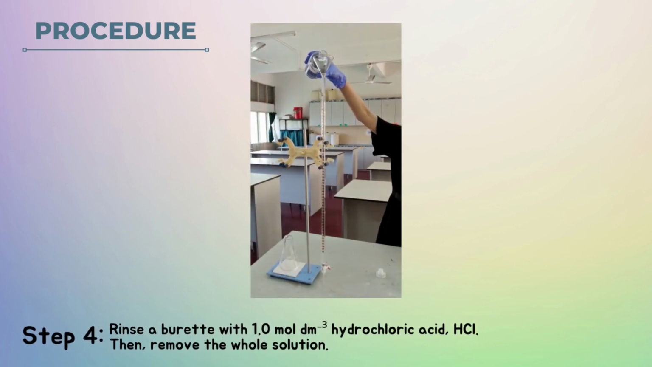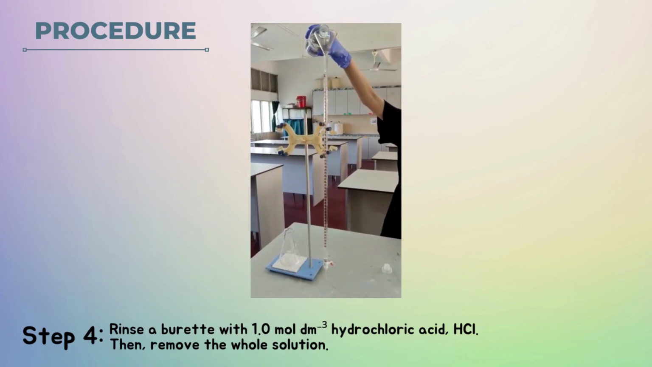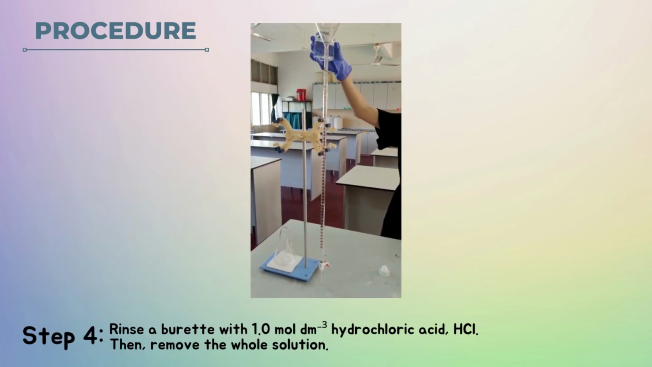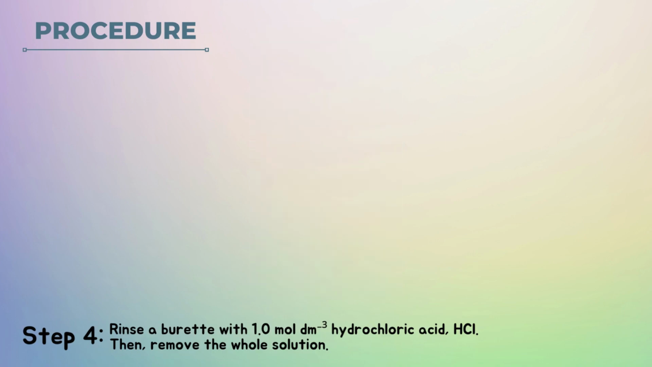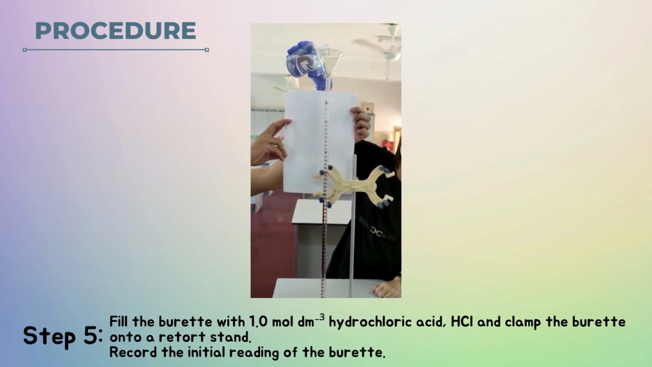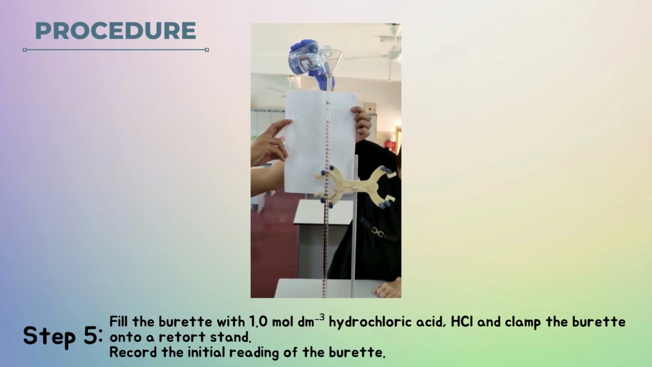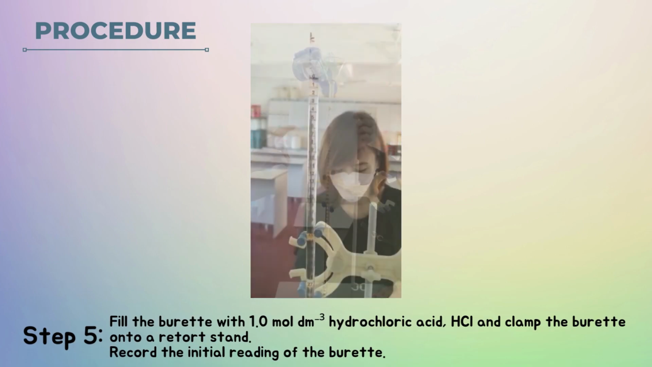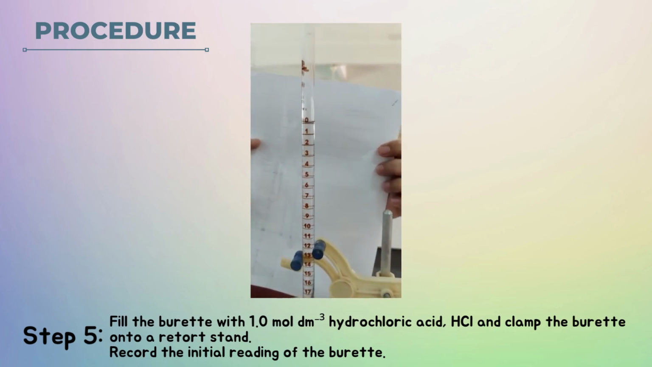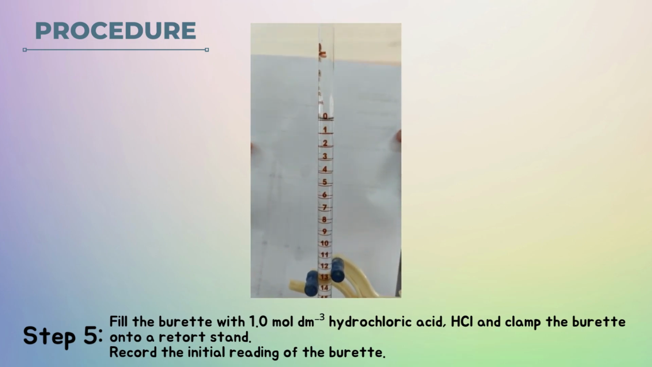Step 4. Rinse a burette with 1 mol/dm³ hydrochloric acid, HCl. Then, remove the whole solution. Step 5. Fill the burette with 1 mol/dm³ hydrochloric acid, HCl, and clamp the burette onto a retort stand. Record the initial reading of the burette.